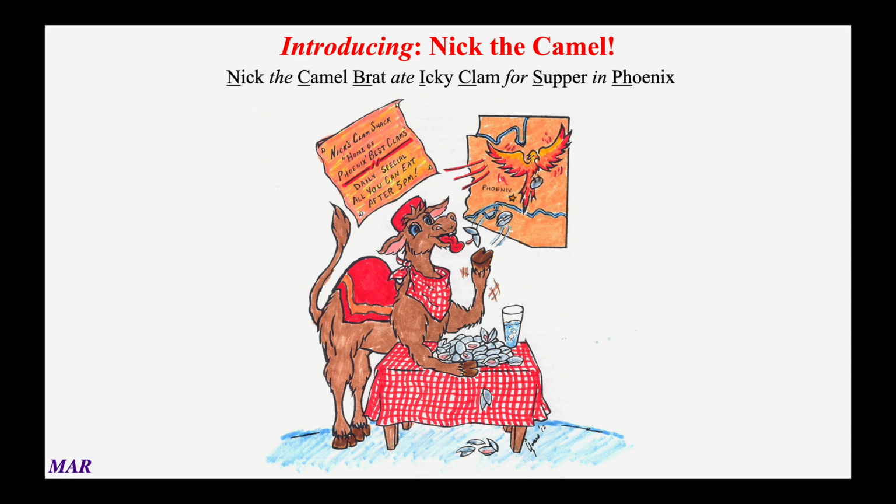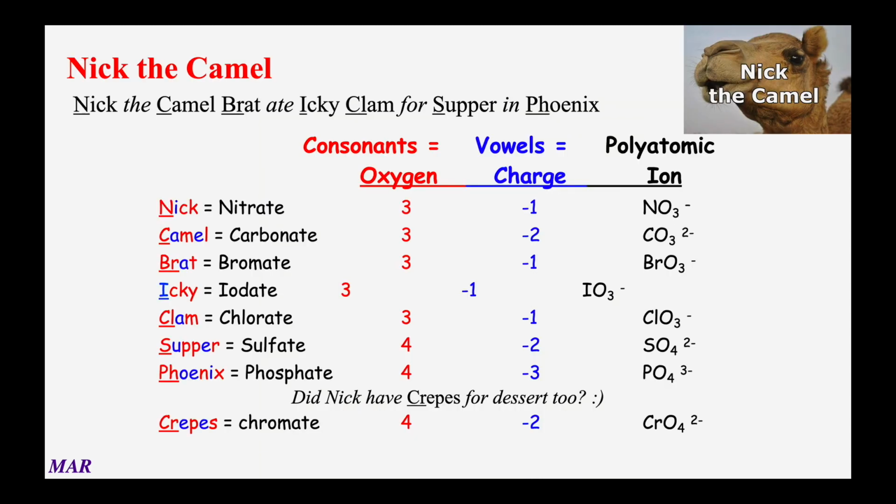And if you look at the top right there, Nick the Camel Brat ate icky clam for supper in Phoenix. And you're probably like, okay. But notice there that I've underlined some of those pieces. And the underlined part represents one of the polyatomic ions. So for example, Nick, the first one there, Nick is a reference to nitrate.